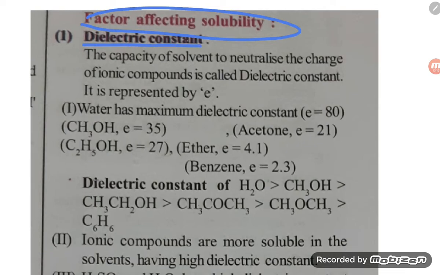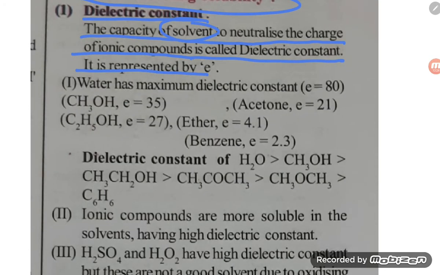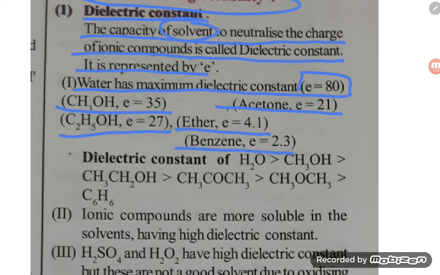The first one is dielectric constant, the capacity of a solvent to neutralize the charge of an ionic compound. It is represented by epsilon. Water has the maximum dielectric constant, that is 80. Methanol is 35, acetone 21, ethyl alcohol 27, ether 4.1, benzene 2.3.